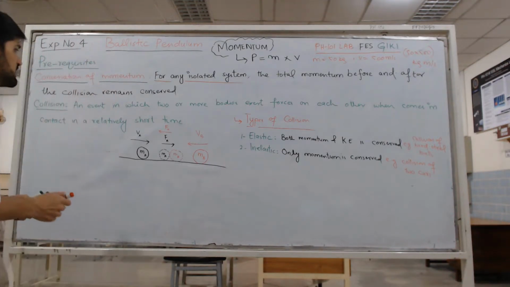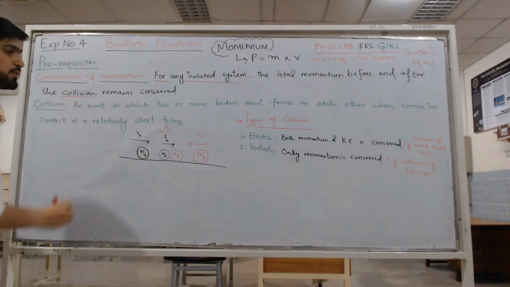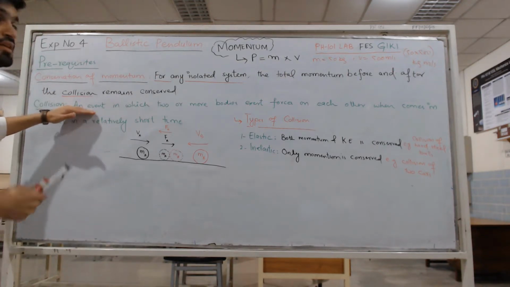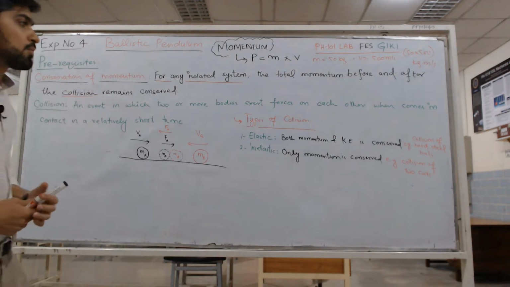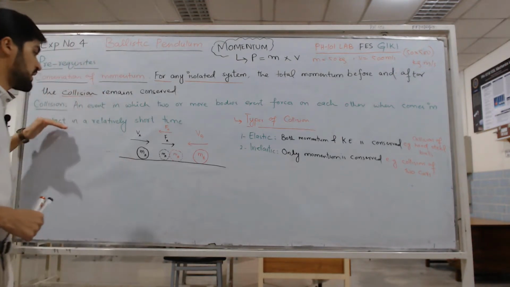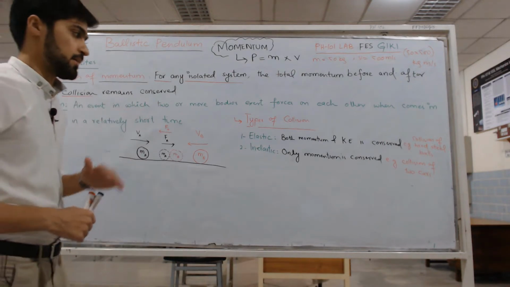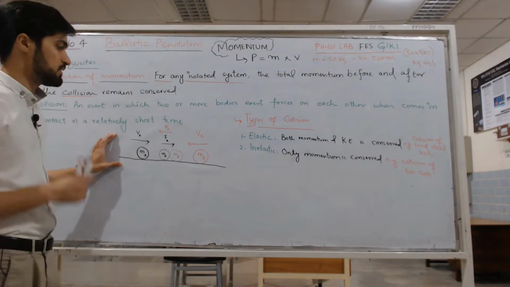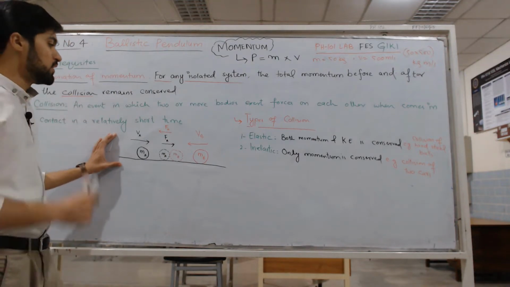So what is this term collision? In order to understand it, collision is defined as an event in which two or more bodies exert forces on each other when they come in contact in a relatively short time. This figure shows a very simple example of such an event, which we call a collision.